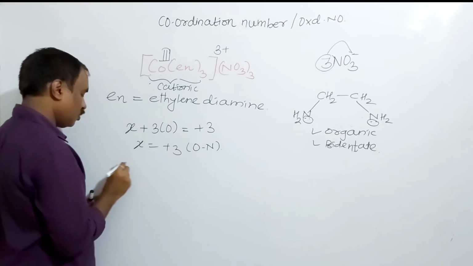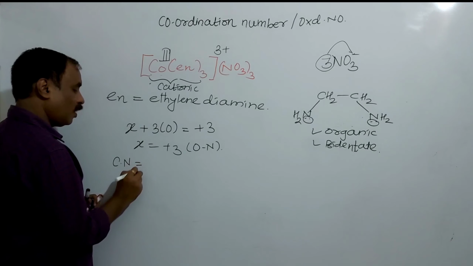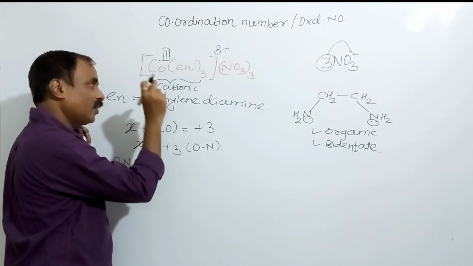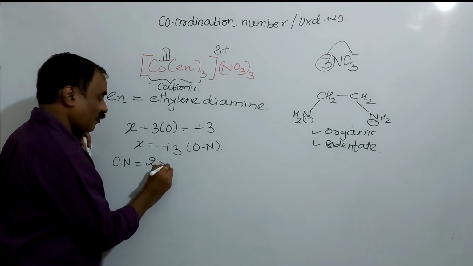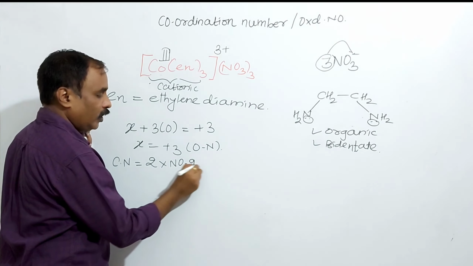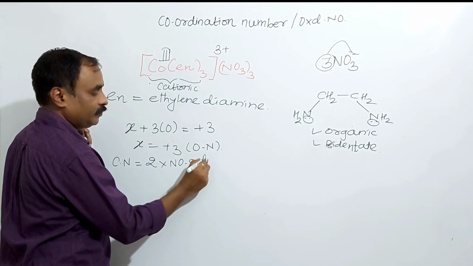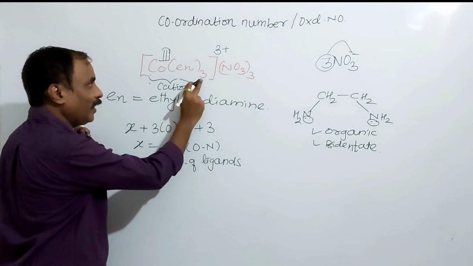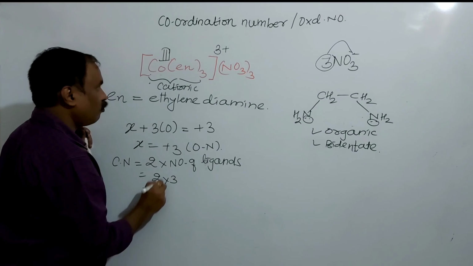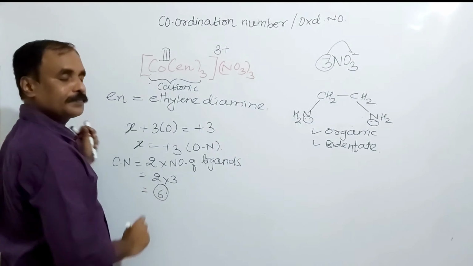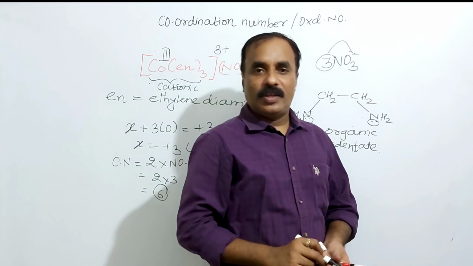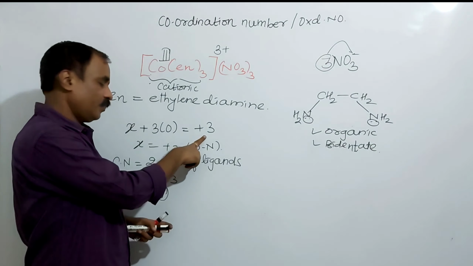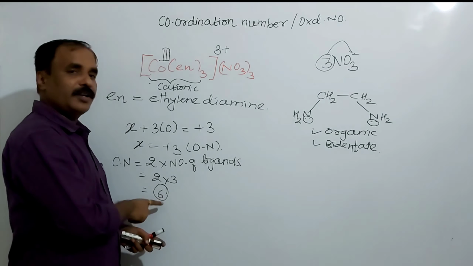Then what about the coordination number? So the coordination number of this cobalt metal: ethylene diamine is a bidentate ligand, and we know that in the case of a bidentate ligand, it is 2 into the number of ligands. So 2 into how many ligands are there? 3. That is, the coordination number of cobalt is 6. 3 ligands, 3 ethylene diamine, and the coordination number is 6. The oxidation number of this cobalt is plus 3, and the coordination number is 6.